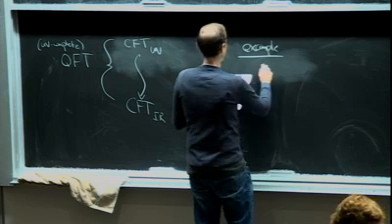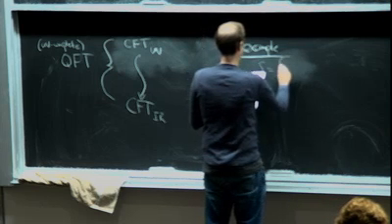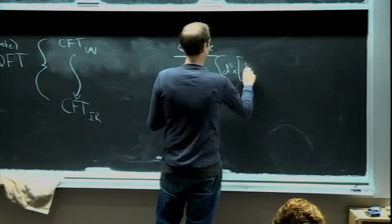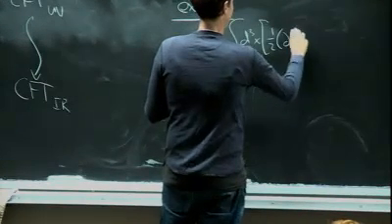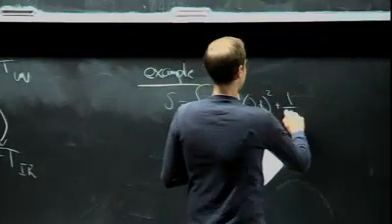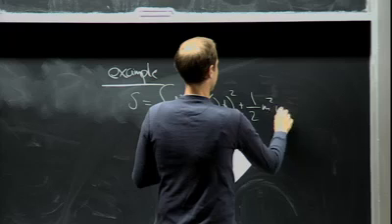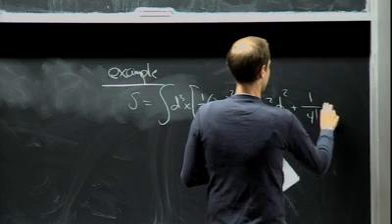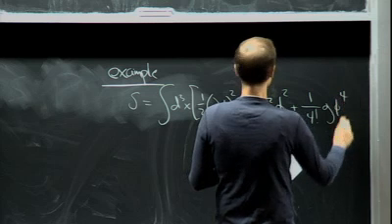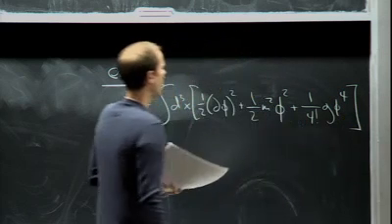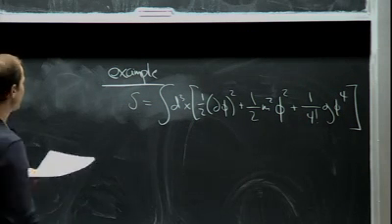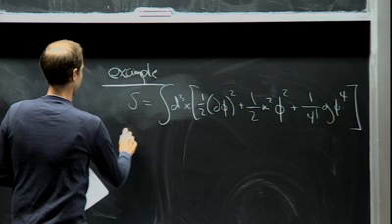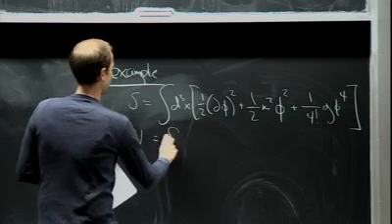A good example to keep in mind is phi-4 theory in 3 dimensions. This is an action with a mass term and a phi-4 interaction. This is a quantum field theory that is the free boson in the UV. So in the UV, it's the free boson.